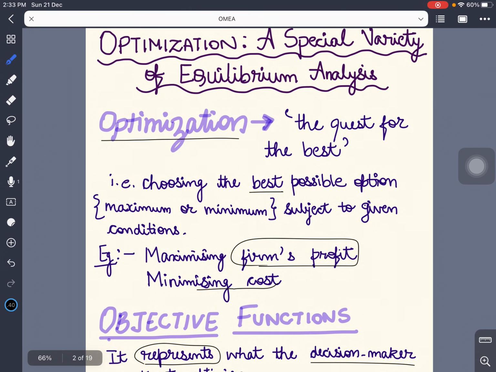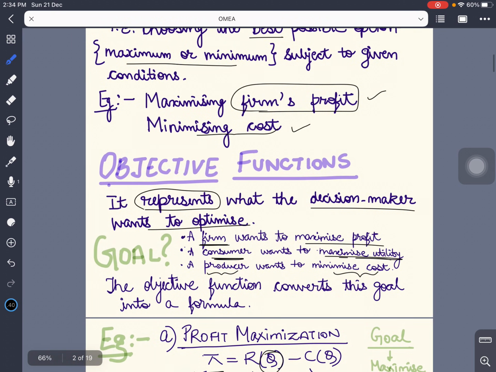Now first and foremost we need to understand what we mean by the term optimization. Optimization means the quest for the best, that is maximizing or minimizing a given objective function given some conditions which are being laid down. For example, we wish to maximize a firm's profit, we wish to maximize consumers' utility, or we wish to minimize the cost of the producer. These are known as the objective function, which represents what the decision maker wants to optimize.